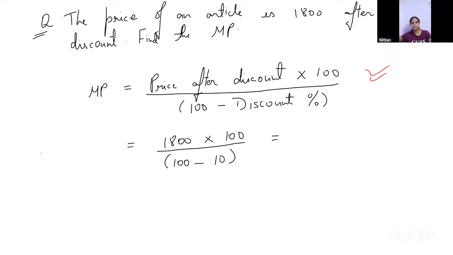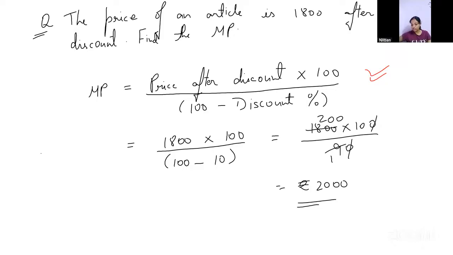Yes, Joshua, what's the answer? I didn't get it yet, ma'am. Okay. Into 100 divided by 90. Cancel the 0. 9 1s are 9, 9 2s are 18, 0, 0. 200 into 10, rupees 2000 is your answer. Okay, 2000 is your market price, Joshua. Understood?